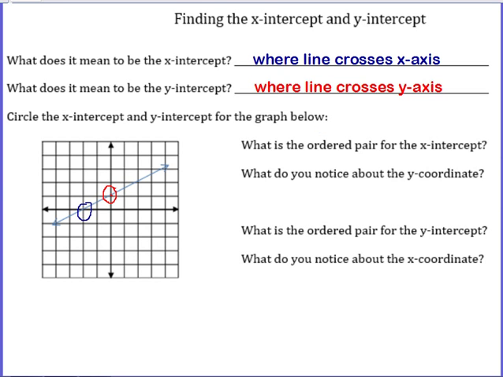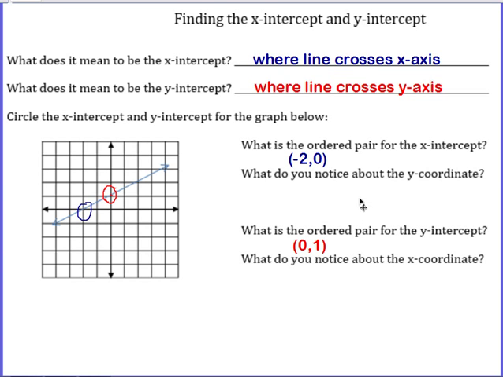So we need to write them as ordered pairs. So my x-intercept is at negative 2, 0 right there. And then my y-intercept is at 0, 1. And what I want you to notice is when we have an x-intercept, the y-coordinate is 0. That is always true because if I'm on the x-axis, I haven't moved up or down from the origin at all. So for the x-intercept, the y-coordinate will always be 0.